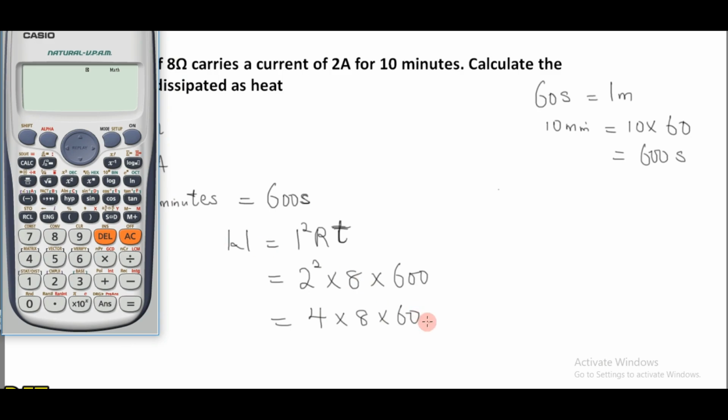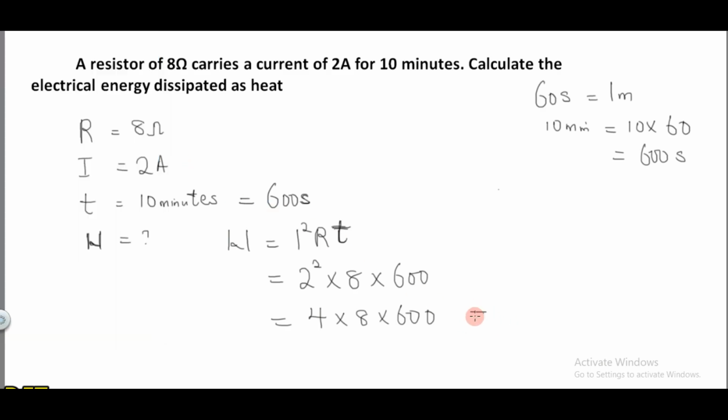So if I bring out my calculator and press that, 4 times 8 times 600 is equal to 19,200. So the work done is equal to what? 19,200 what? Joules. This is the electrical energy that is dissipated as heat, right?